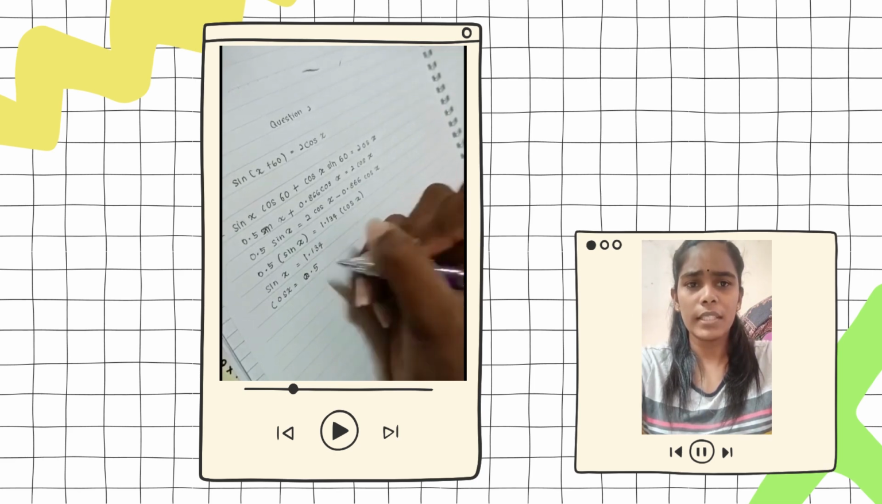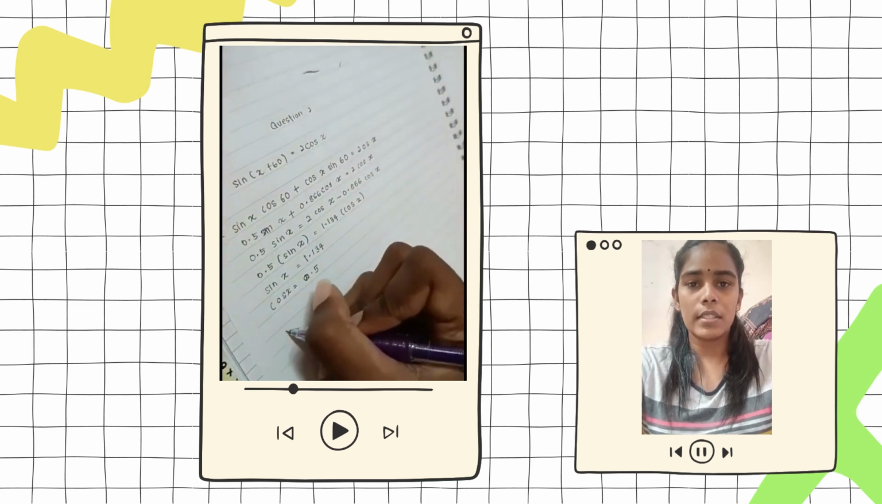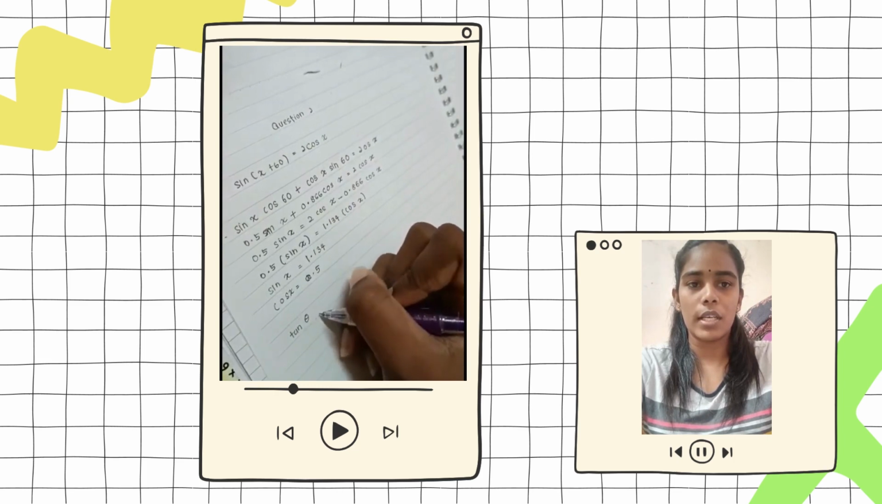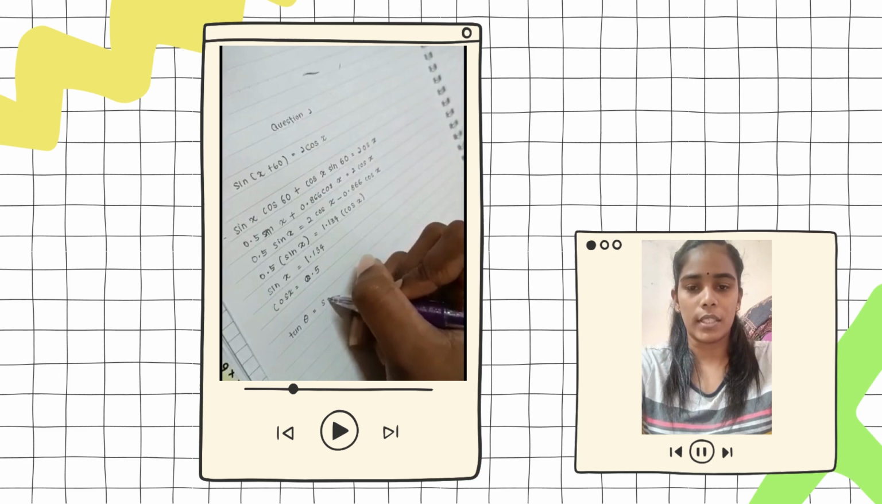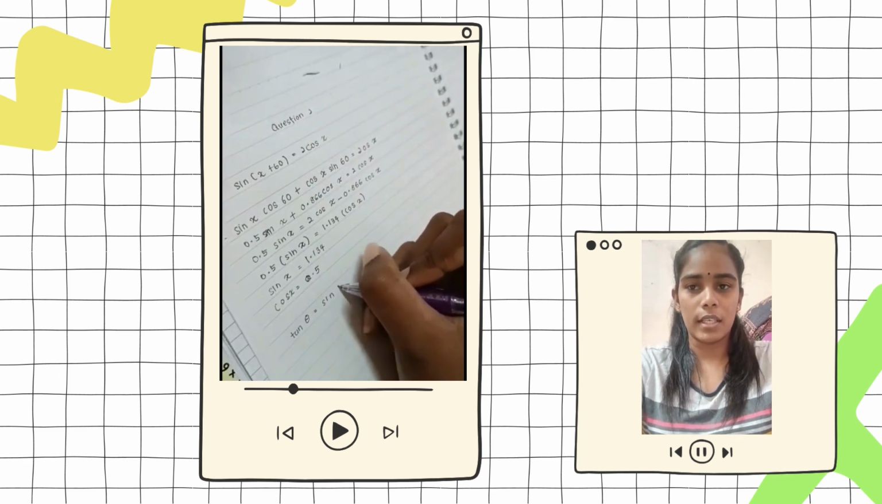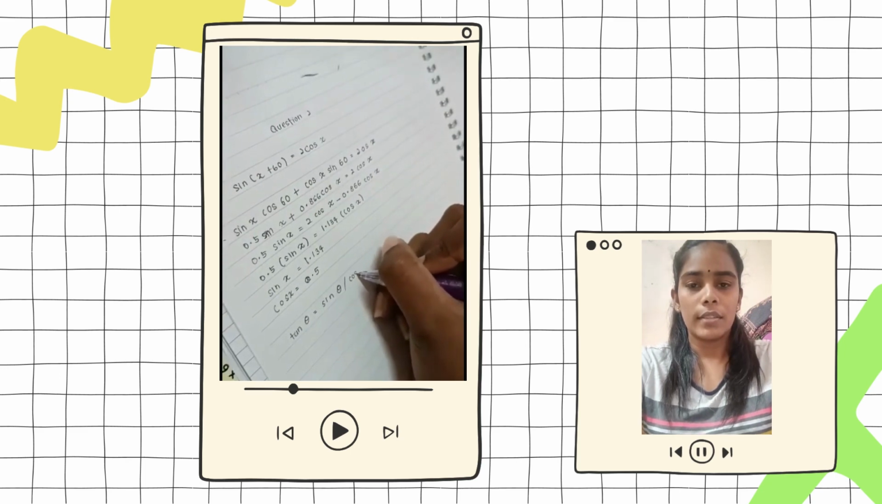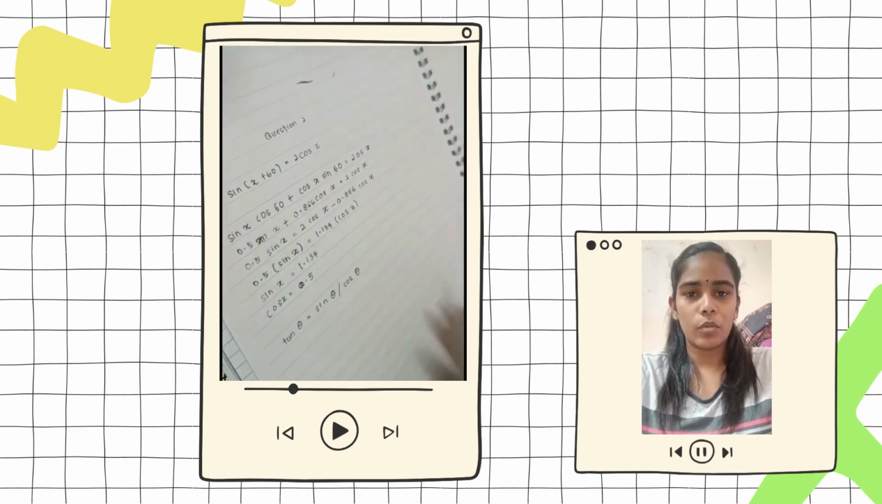So we get x equal to 66.21 degrees. Lastly, for quadrant 1 it is 66.21 degrees and quadrant 3 is 180 plus 66.21 degrees. So the final answer is 246.21 degrees. Thank you.